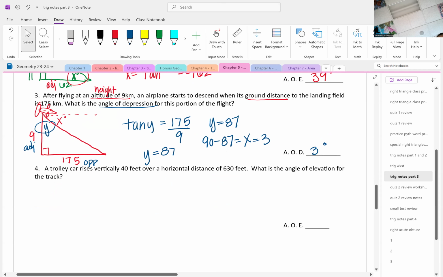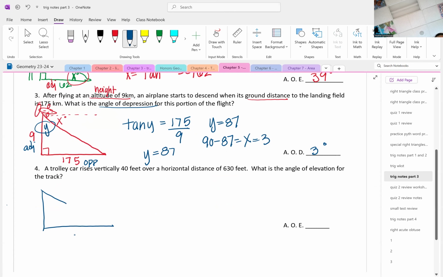Okay, a trolley car rises vertically 40 feet, horizontal 630. Okay, so again, it has to be a right triangle, so just start there. Okay, if the trolley car is rising, that means it's going up, so I'll put my trolley car at the bottom. It's rising vertically 40. We talked about that. Vertically is straight up and down. Horizontal distance, 630. Horizontal is left and right, so that's this one. What is the angle of elevation?